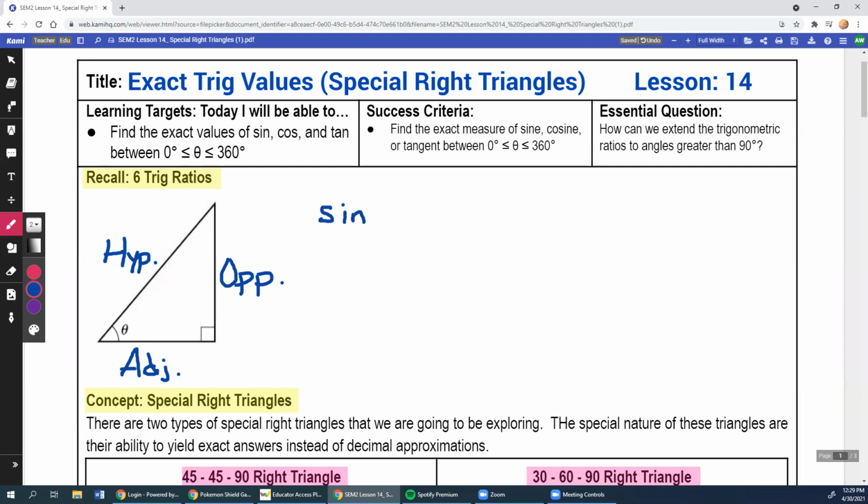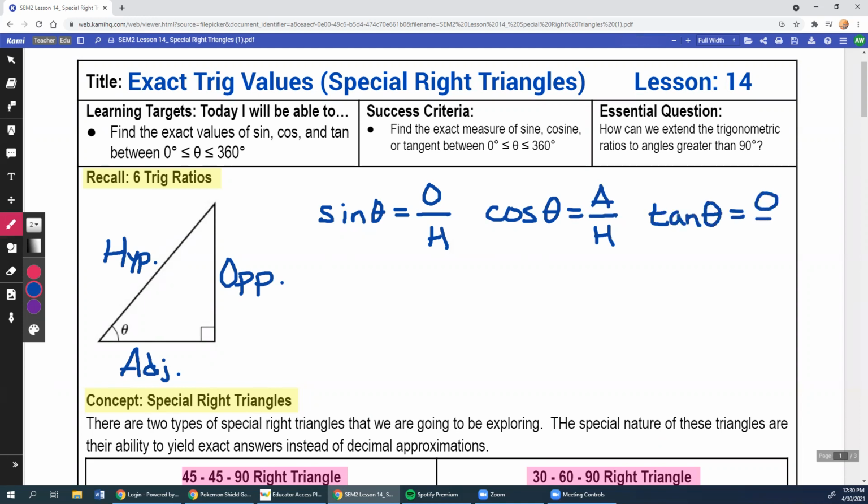So we have sine theta is equal to opposite over hypotenuse. Cosine theta is equal to adjacent over hypotenuse. And tangent theta is equal to opposite over adjacent. So those are our 3 basics. Then we have our 3 reciprocals. And these are the flips of our basics.